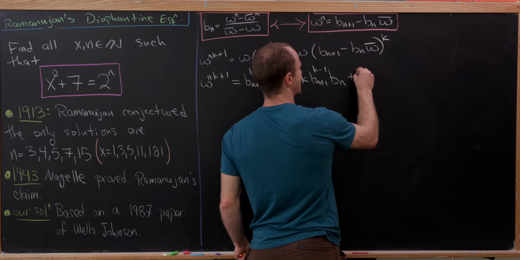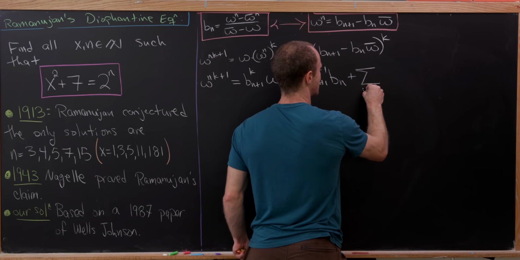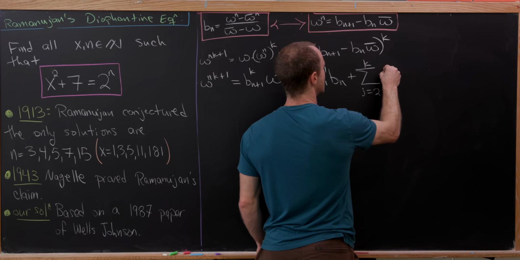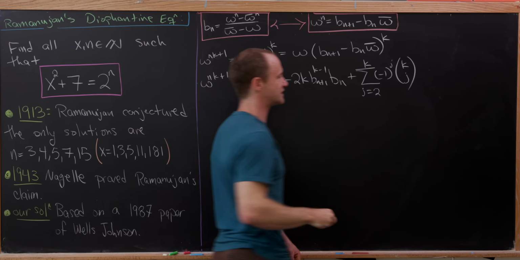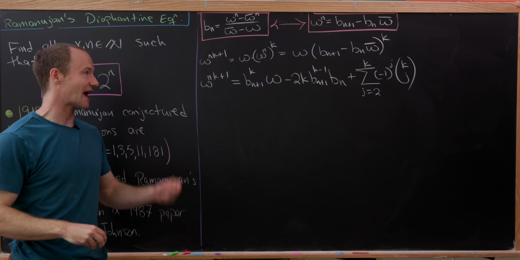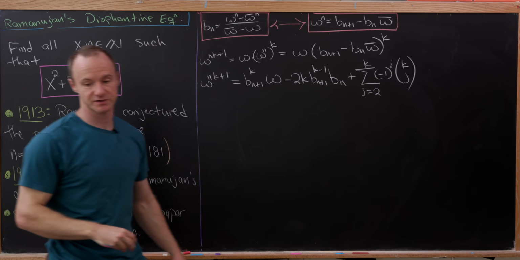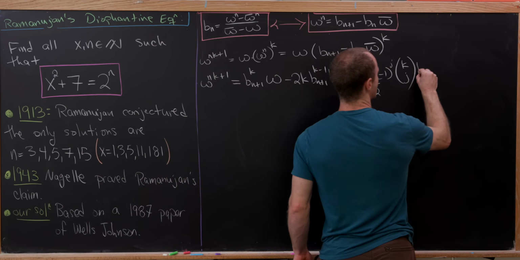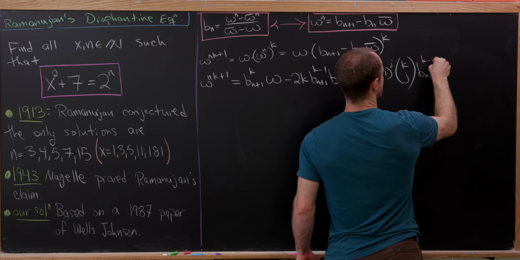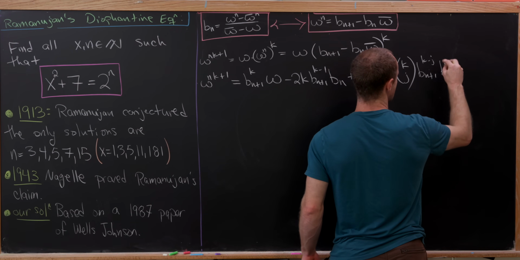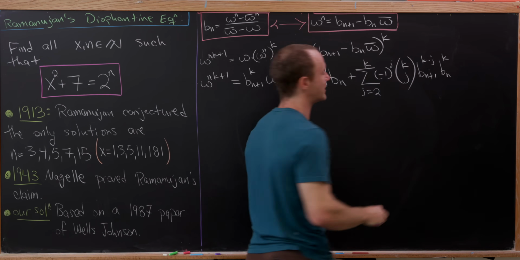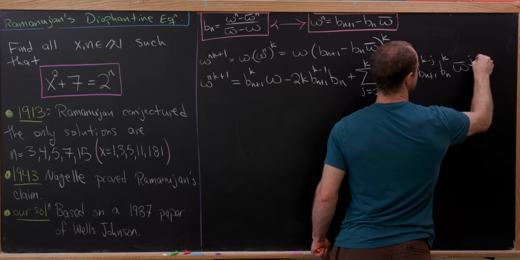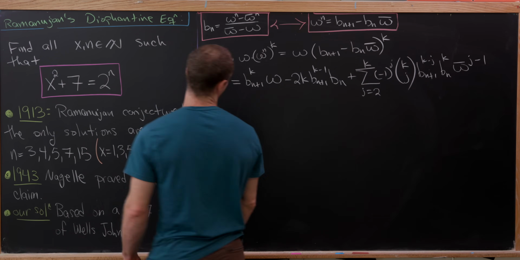And then next up I'll have plus the sum as j goes from 2 to k, minus 1 to the j, and then we have k choose j. So this is going to be everything that remains after the zeroth and the first term. So here we have bn plus 1 raised to the k minus j. We have bn raised to the k. And then finally we have omega bar raised to the j minus 1.